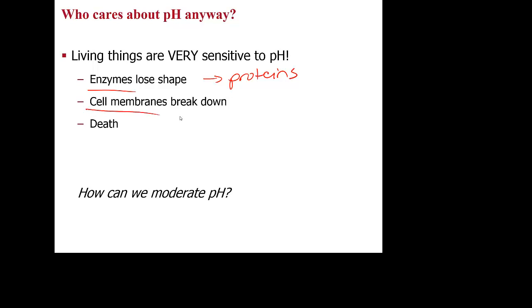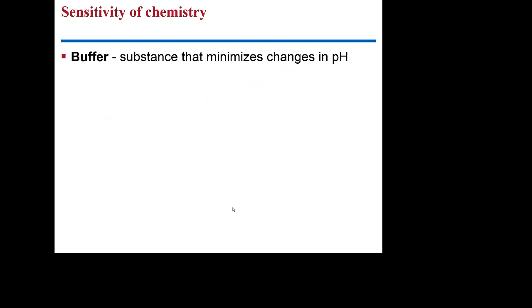Your cell membranes fall apart. So the things that are going to protect your cells from the outside environment will literally fall apart if your pH is not correct. And eventually it leads to death. So extreme changes in pH are very, very bad for us. So we actually have to moderate this very carefully with things known as buffers.